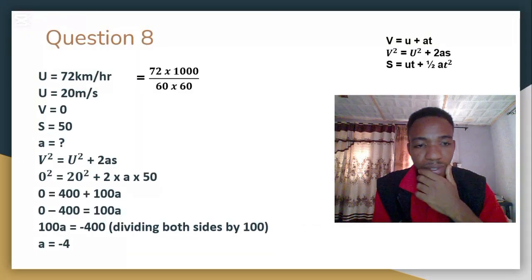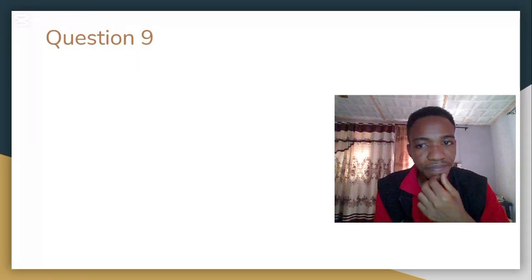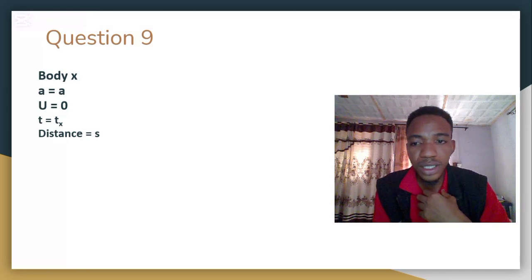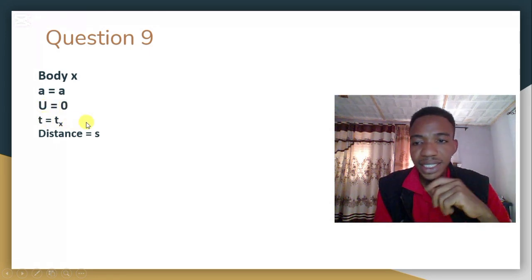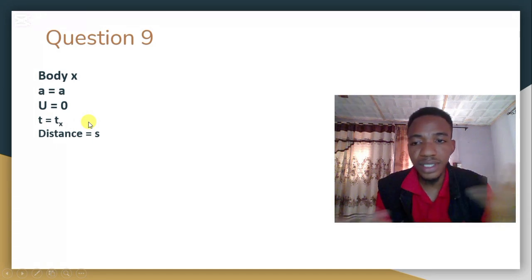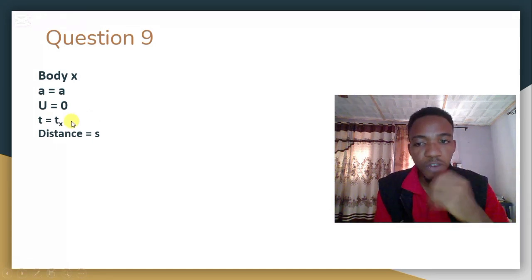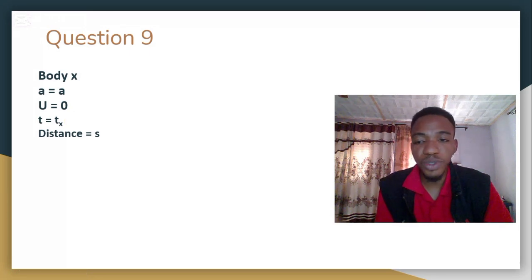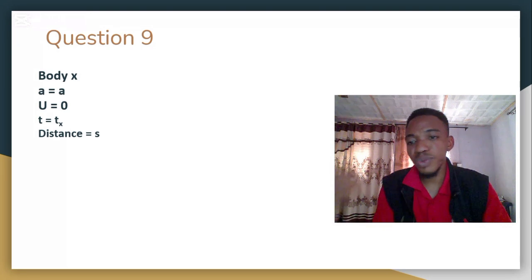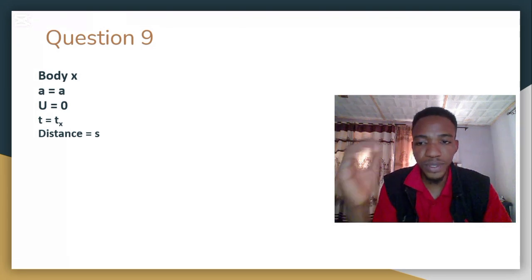Okay, so now let's look at this. For body x, the acceleration is given as a. The initial velocity, since they said it started from rest, is 0. The time is tx. That's what they said. And the distance covered is s. I just use s to represent it. You can use anything else, but since they didn't give us one, let's just use s to make more sense with respect to the formula that we use.